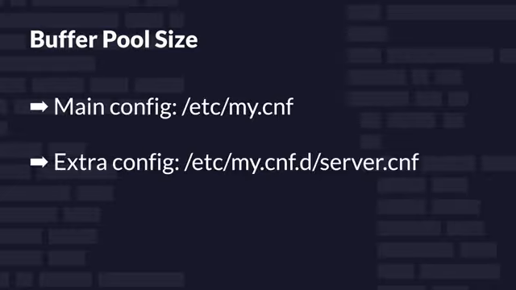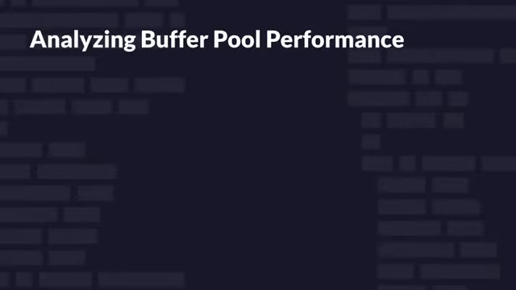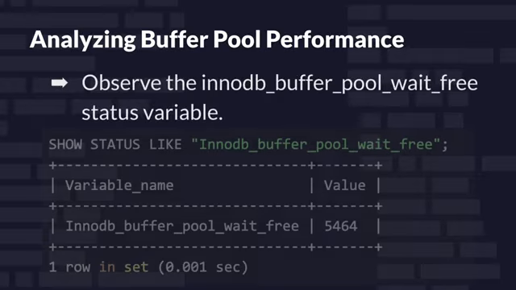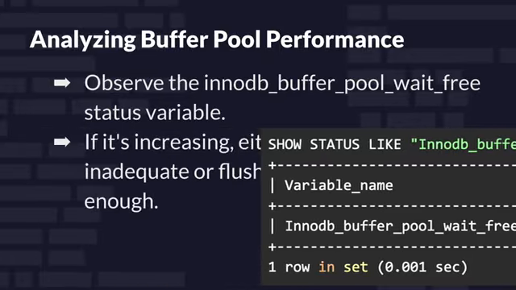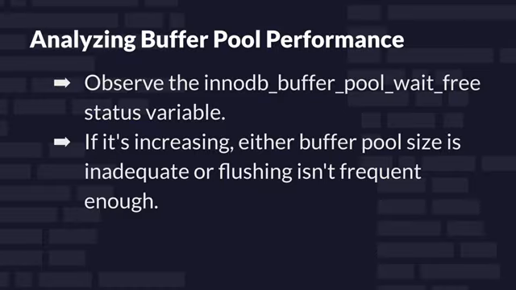Check the hit rate and adjust accordingly to ensure it's working as expected. You can see here where the configuration files are, and always make sure to restart your services to apply any of your changes after you configure this. One way to analyze buffer pool performance is by observing the innodb_buffer_pool_wait_free status variable. If it's decreasing, then you don't have enough buffer pool, or your flushing isn't occurring frequently enough.